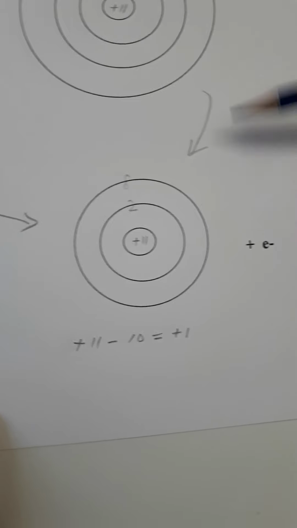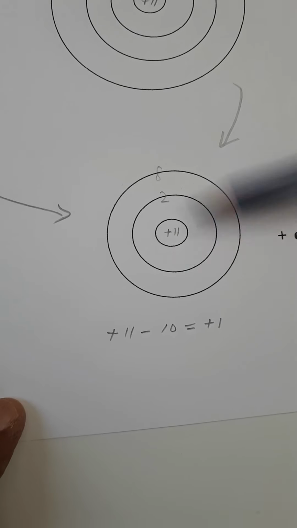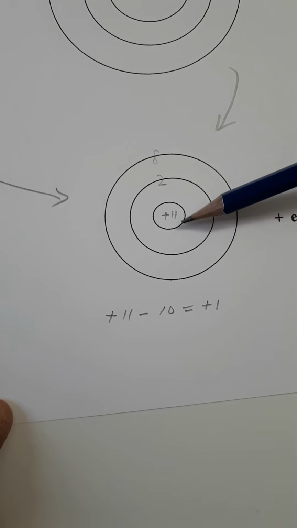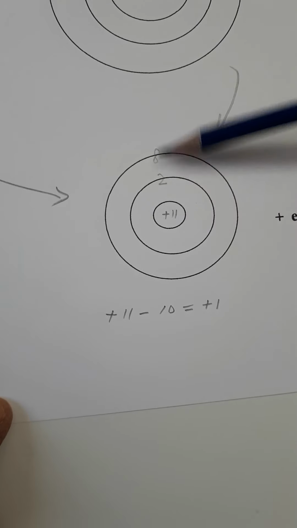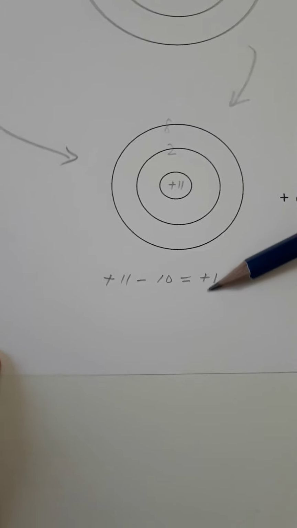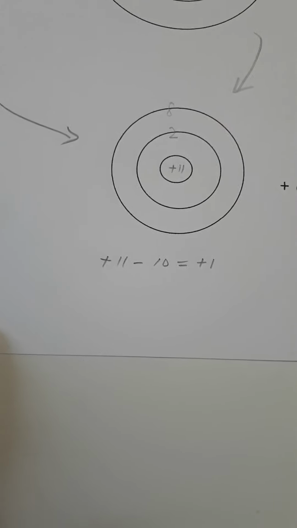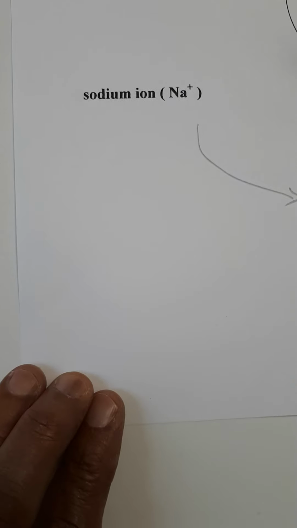It's like a reaction. Why do we call this a sodium ion? If you count the positively charged protons and the negatively charged electrons, plus 11 minus 10 is equal to plus 1. Therefore, it has a total charge of plus 1. So we call that a sodium ion, Na+.